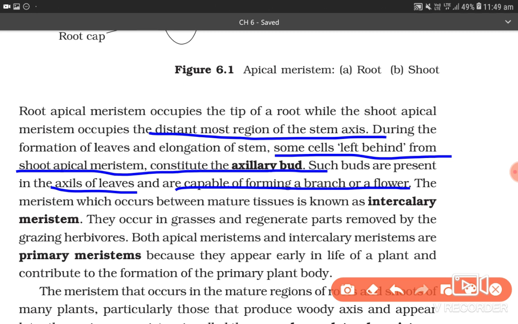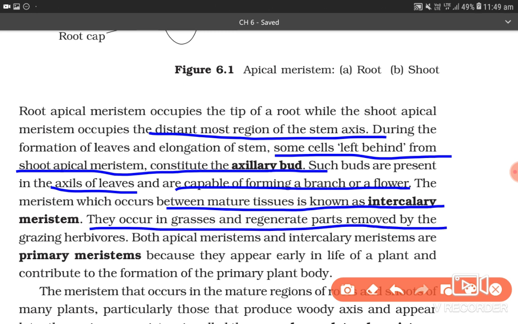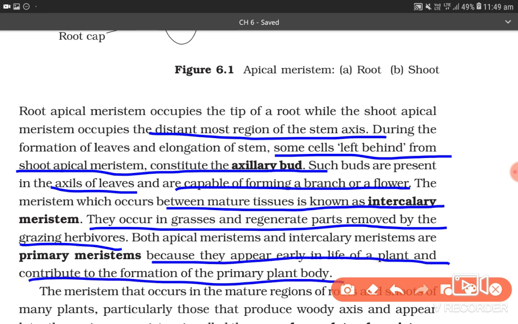The meristem which occurs between mature tissue is known as intercalary meristem. They occur in grasses and regenerate parts removed by grazing herbivores. Both apical meristem and intercalary meristem are together called primary meristem because they appear early in life of a plant and contribute to the formation of the primary plant body.